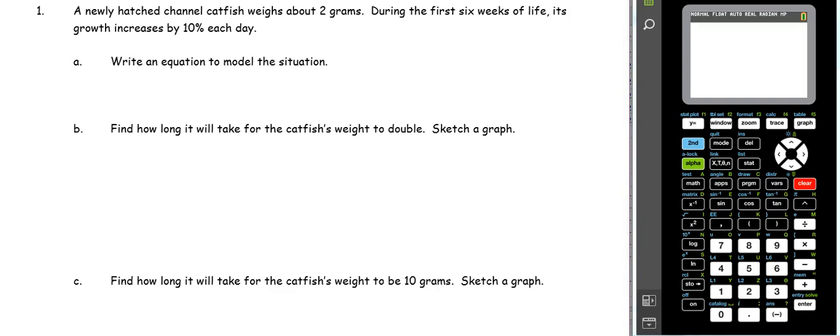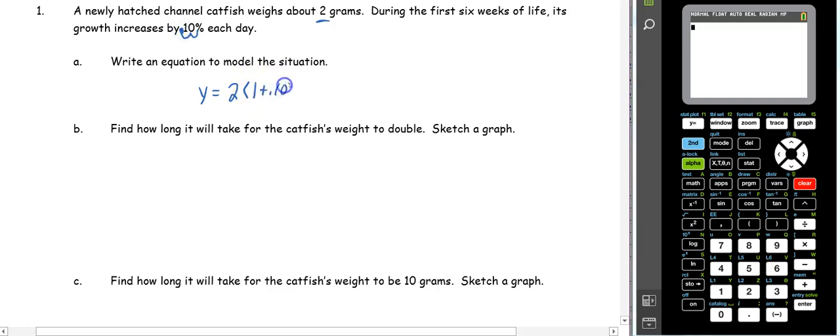So for our growth equation, we're going to have y equals, the start value is 2 grams, and then parenthesis, we can take this 10% and change it to a decimal, so 0.10. So we have 1 plus 0.10 to the t power. So inside the parenthesis, we can simplify that. So we have y equals 2 times 1.10 to the t power.